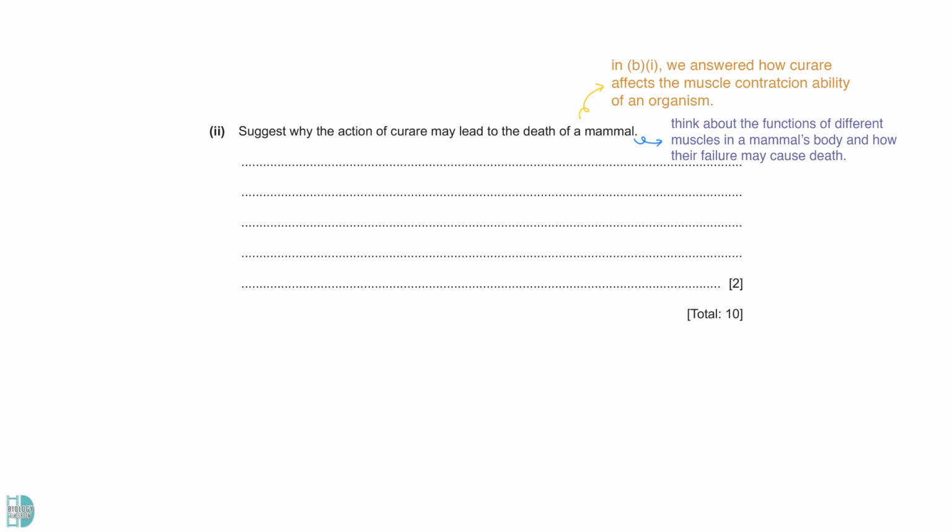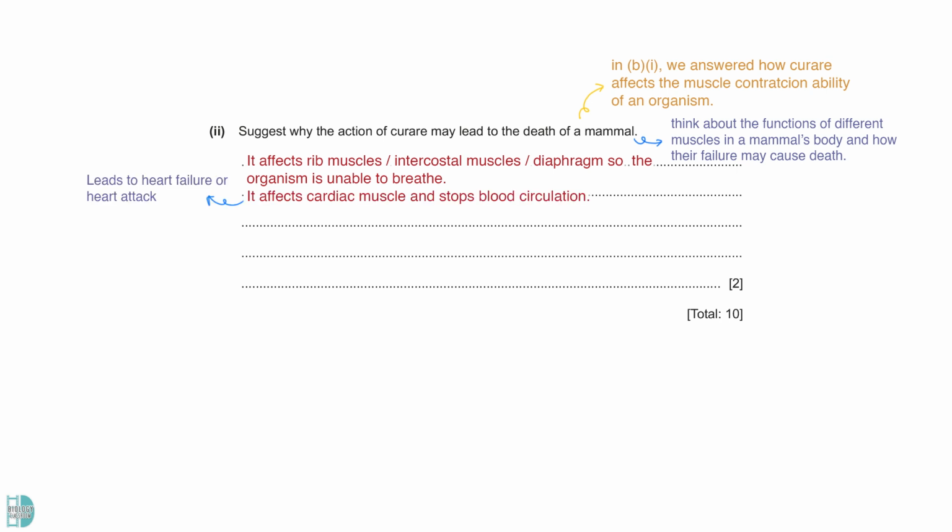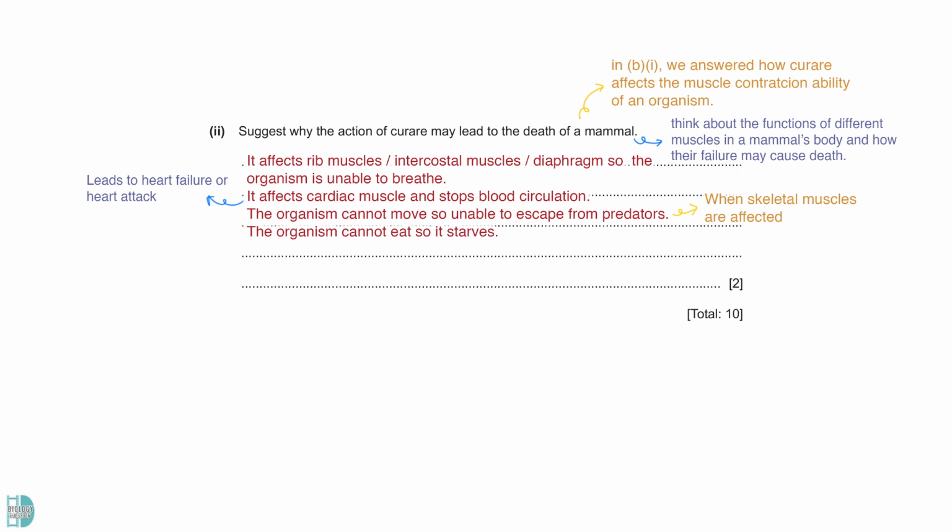Some examples are the breathing muscles such as the intercostal muscles and diaphragm do not work, so the organism cannot breathe. If the cardiac muscle does not contract, blood circulation stops. You can also relate this to heart failure or heart attack. Skeletal muscles that enable movement may be affected, so the organism cannot escape from predators and cannot eat.